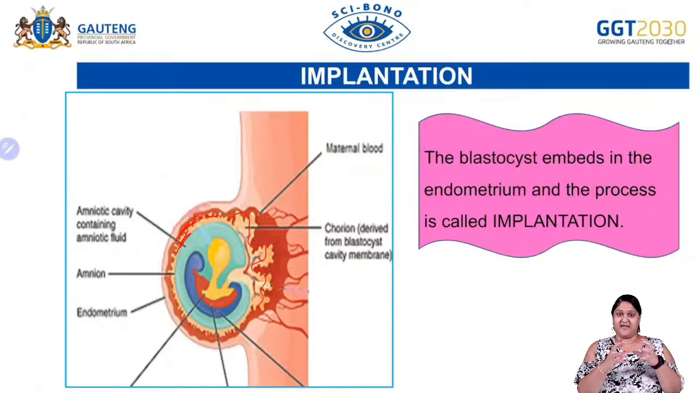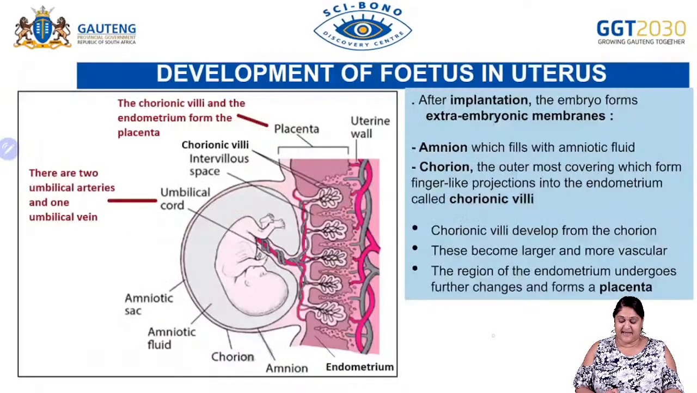These chorionic villi are going to extend, become larger and more vascular, which means they're going to be filled with blood vessels. As they become larger and bigger, they're going to penetrate deeper into the endometrium so that the embryo is actually fixed there. Okay, so that's the part that I explained.